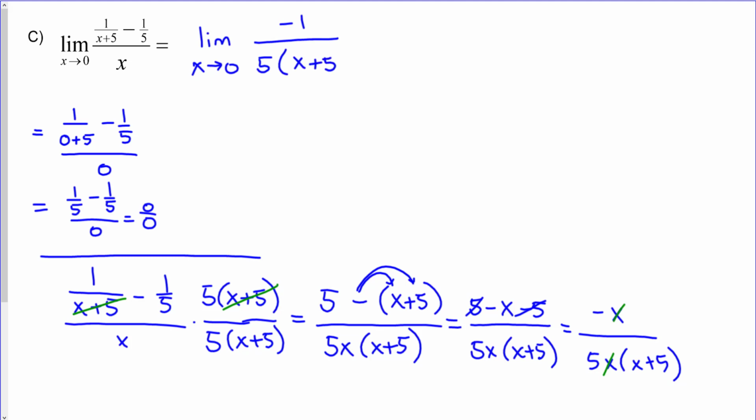And if I plug in 0, everything should work out now, because once you get that term in the numerator and denominator to cancel, that's usually where the 0 over 0 comes from. So let me plug in 0 now. It's negative 1 times 5 times 0 plus 5, or negative 1/25. And I have an answer now.